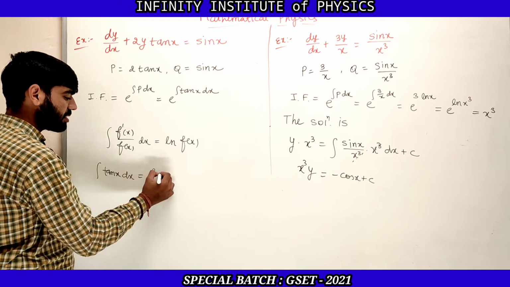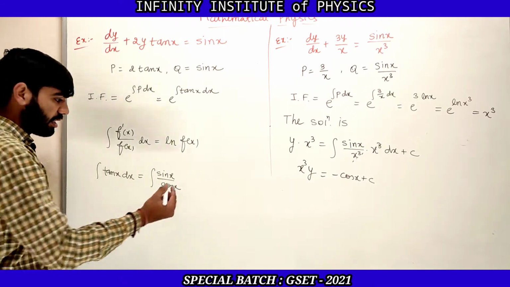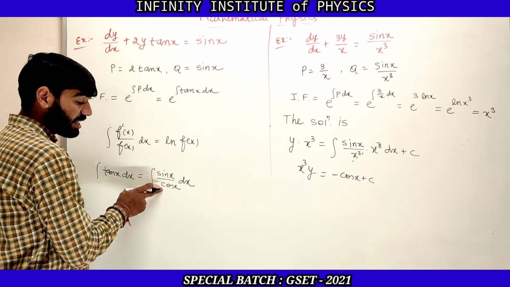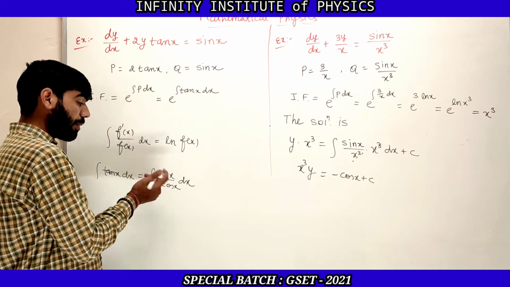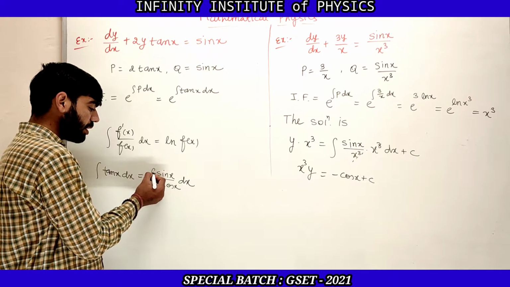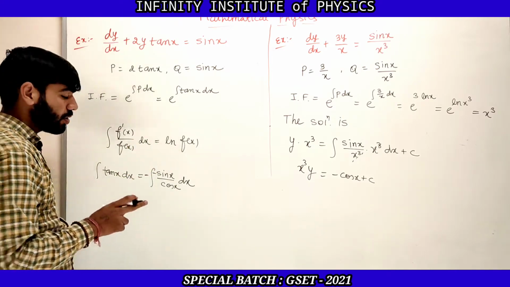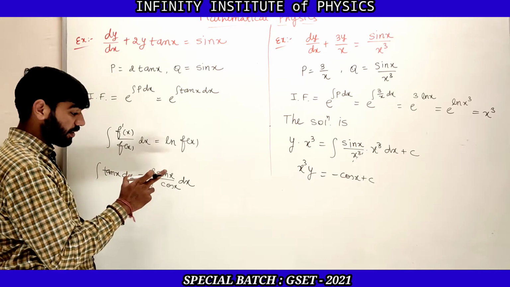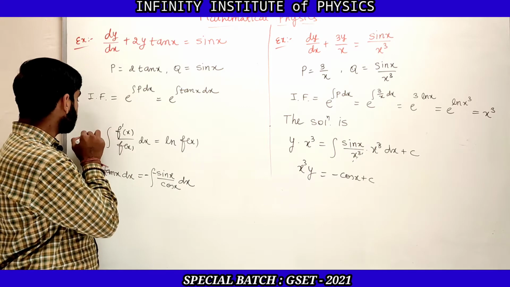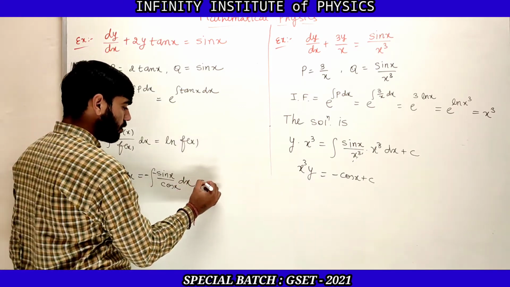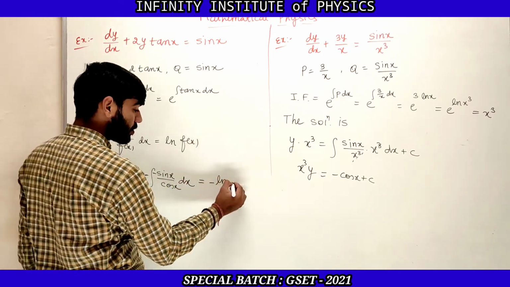Tan x can be written as sine upon cos. Now say that cos is f of x, and differentiation of cos, that is minus sine. So let us multiply minus inside of that integration and outside of that integration. So this is f of x, this is f dash of x. Differentiation of cos, that is minus sine. So this is in this form. So answer is equal to minus log of denominator, that is cos x.